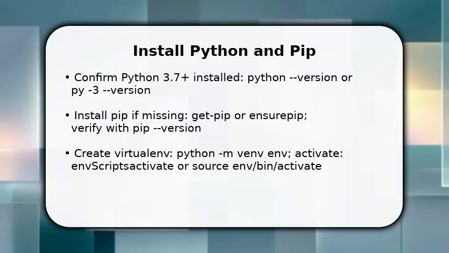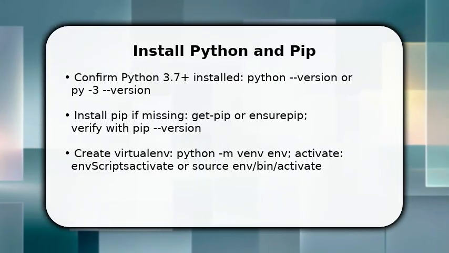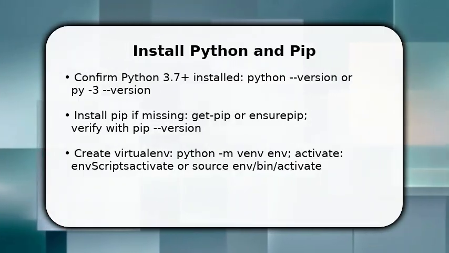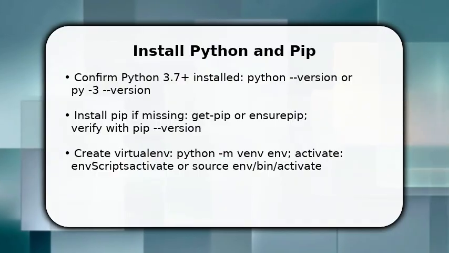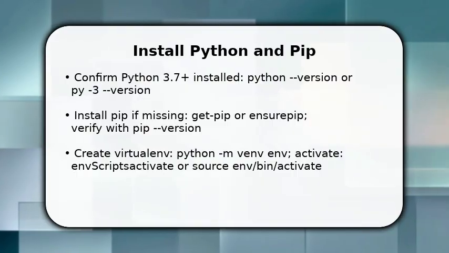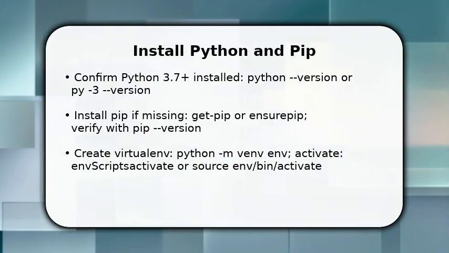Enjoy the video. You start by making sure Python 3.7 or newer is ready and pip works. Run python --version and pip --version. Fix missing pip with ensurepip. Once done, create and activate a virtual environment so dependencies stay isolated.